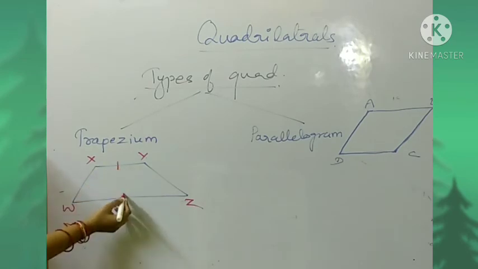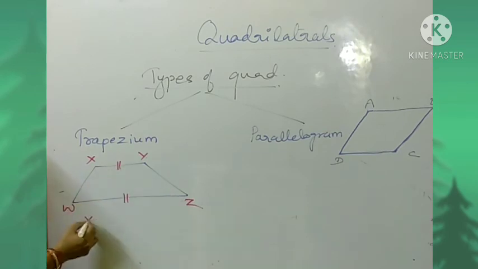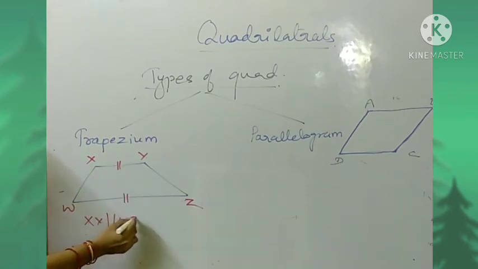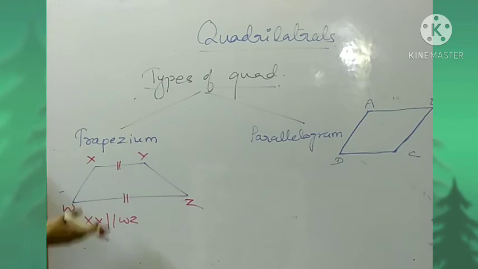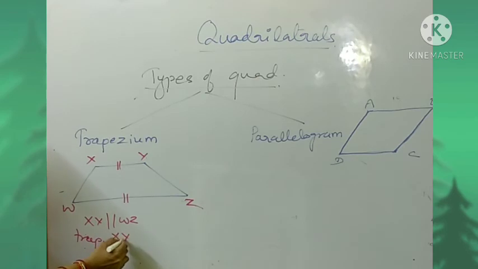This XY is parallel to WZ. When one pair is parallel to the other, then we call this quadrilateral a trapezium. So what is a trapezium? Trapezium is a quadrilateral in which one pair of opposite side is parallel.